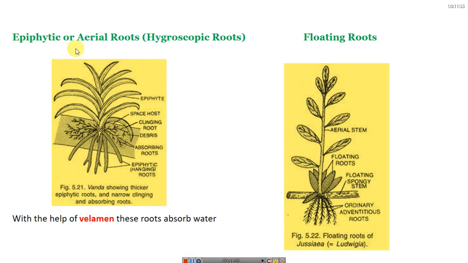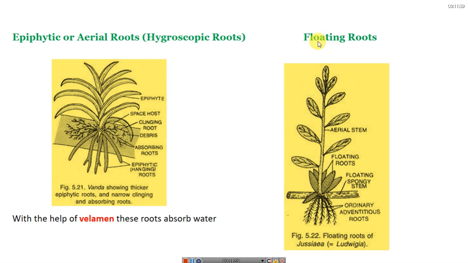Epiphytic or aerial roots are found in orchid plants. These are also known as hygroscopic roots or water absorbing roots. These roots are capable of absorbing water because of the presence of a very specific tissue, velamen, that helps these plants to absorb the water from the environment.